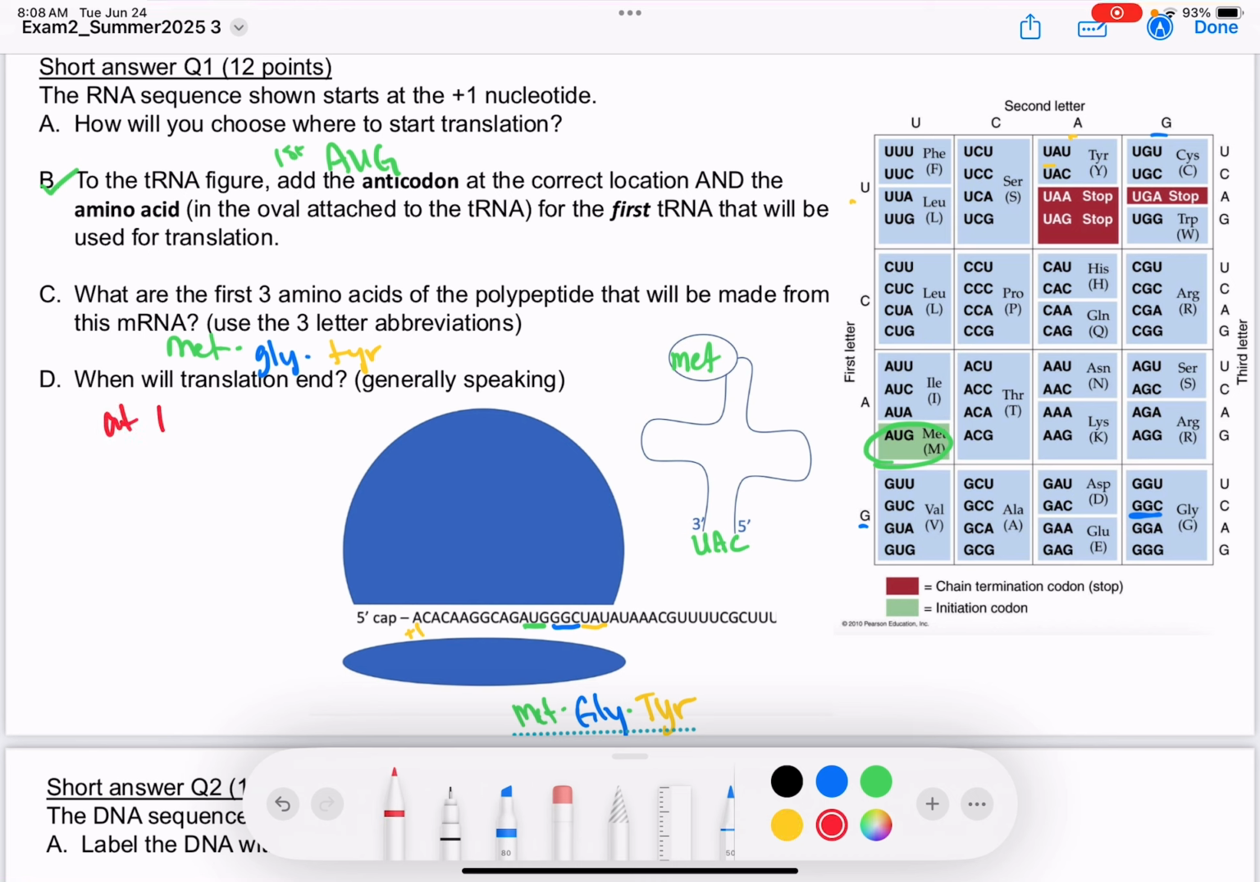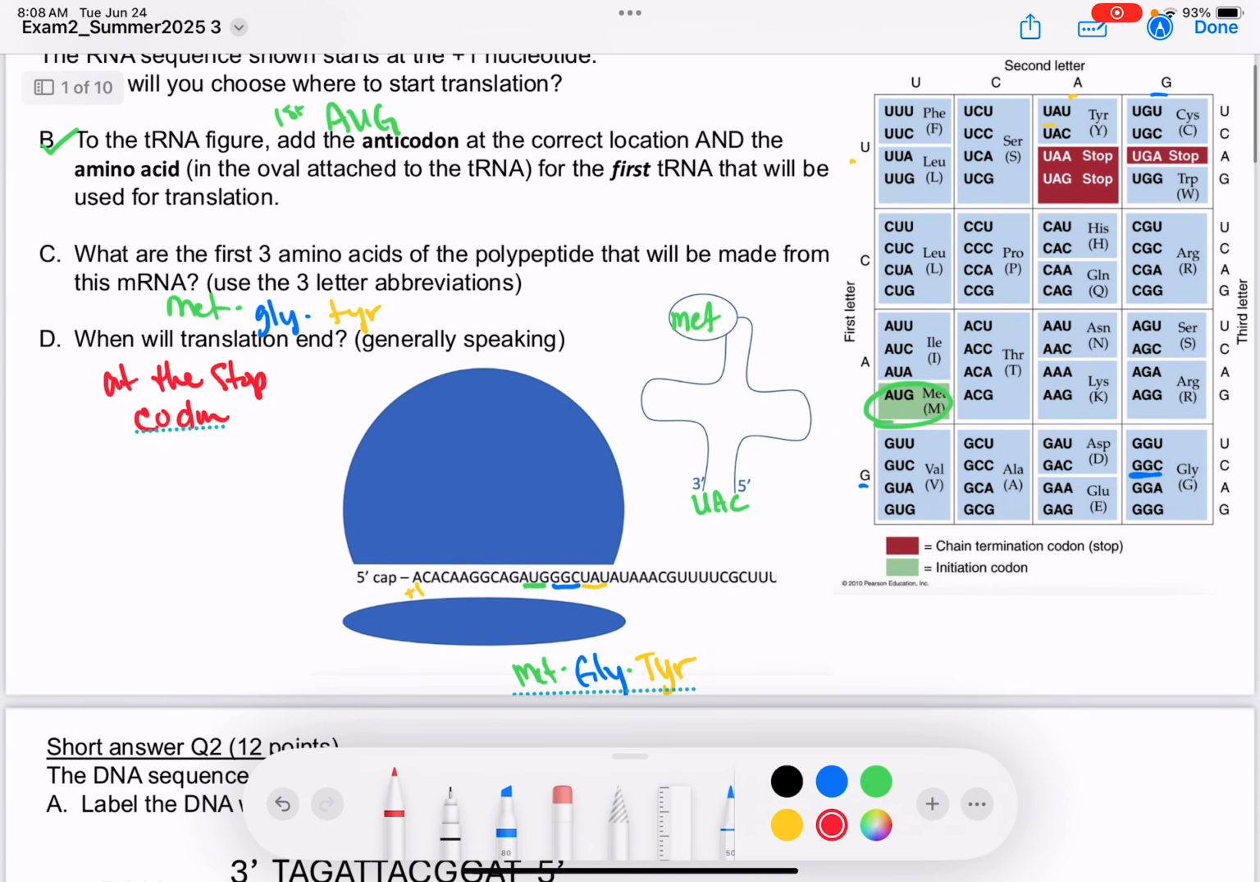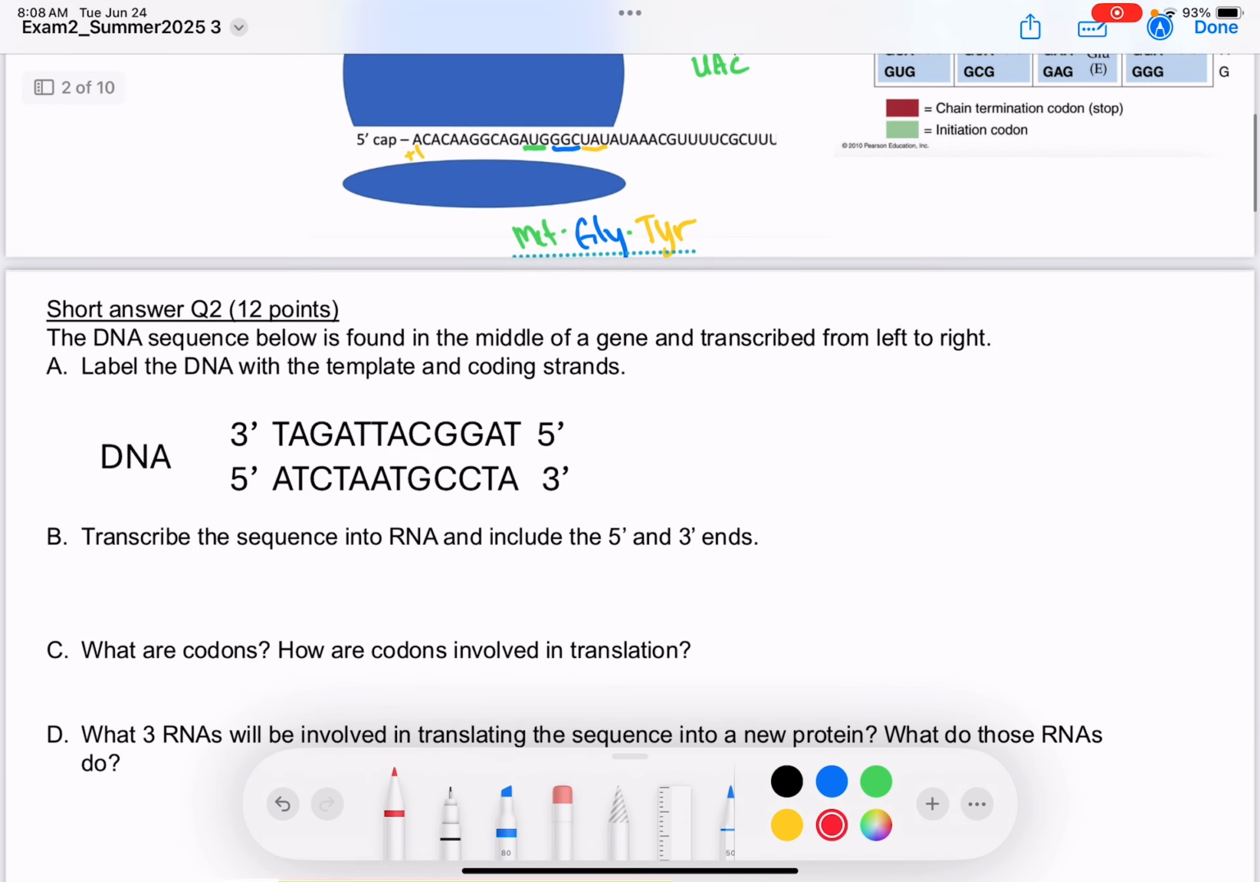Okay. When will translation end? At the stop codon. Remember, the last amino acid is actually the one right before the stop codon. That's added right before the stop codon. The stop codon doesn't actually have an amino acid attached. It's just a stop. And that's why it all falls apart, because there's no amino acid that is added.